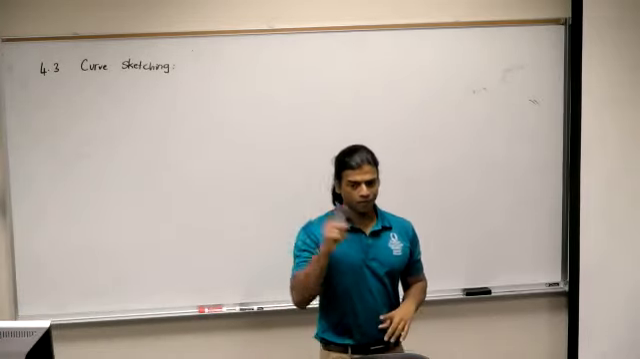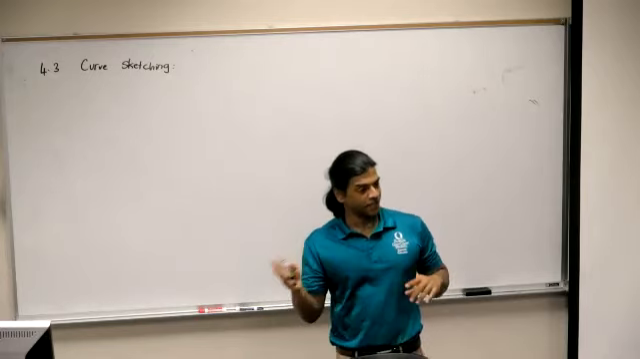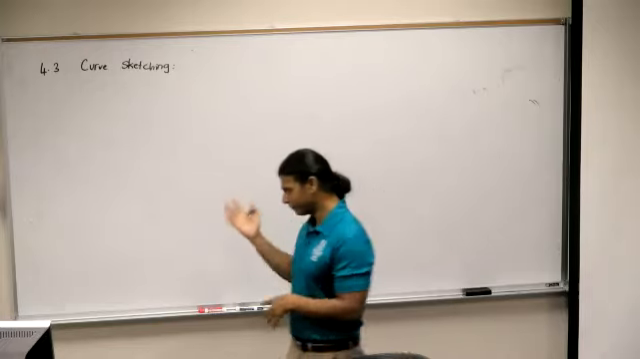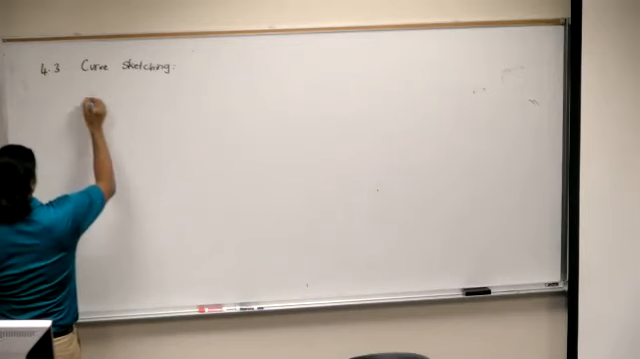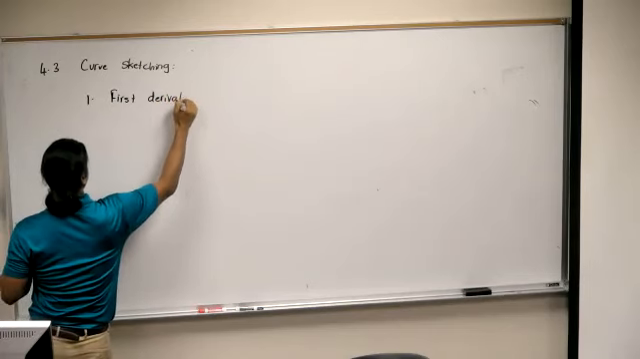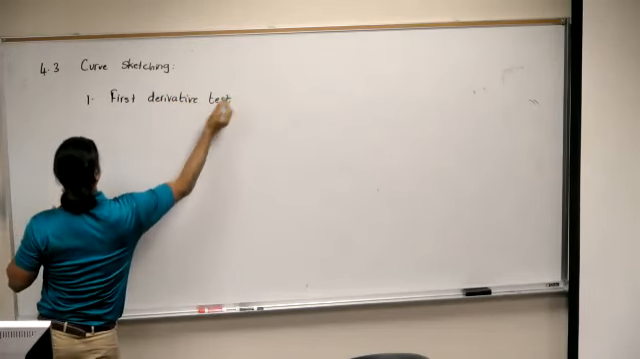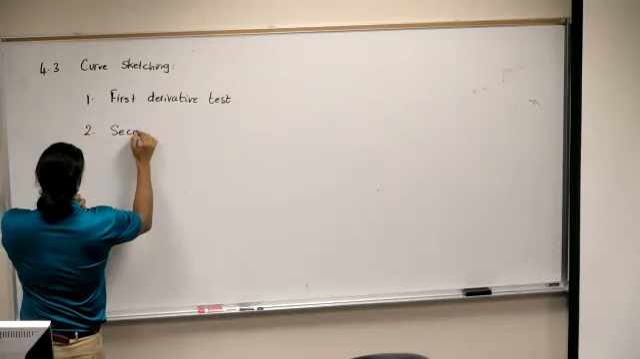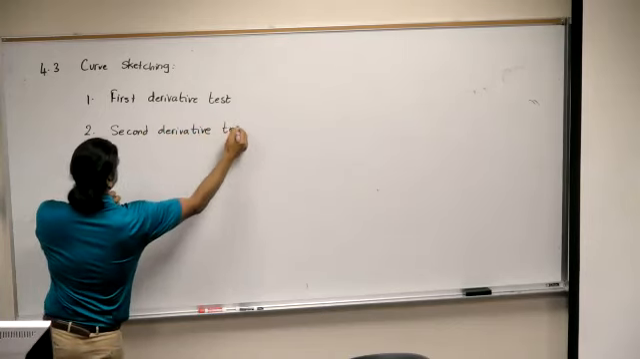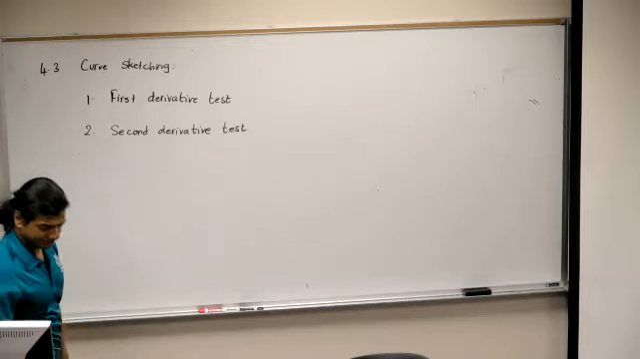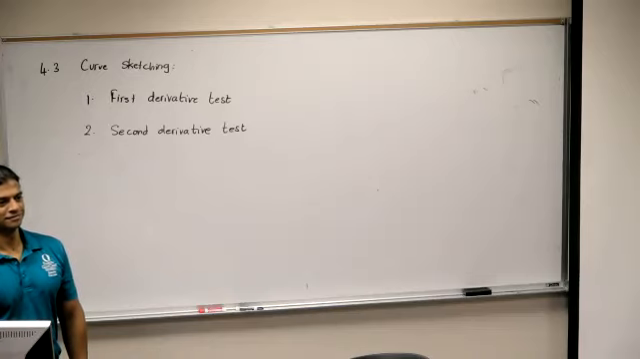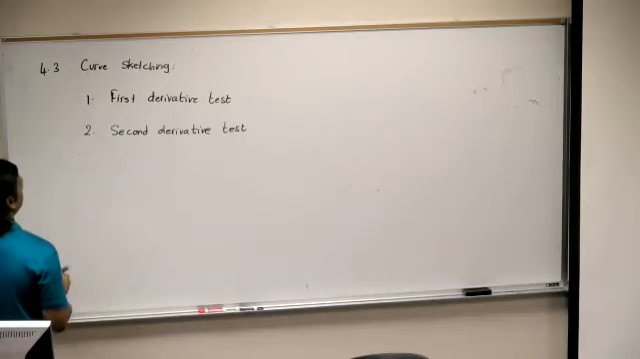Sometimes you just need one of the two tests to determine the shape. And sometimes you would need both. So it is a matter of case. So the two types are the first derivative test and the second derivative test. Of course, the test must use derivatives, right? It's a given.